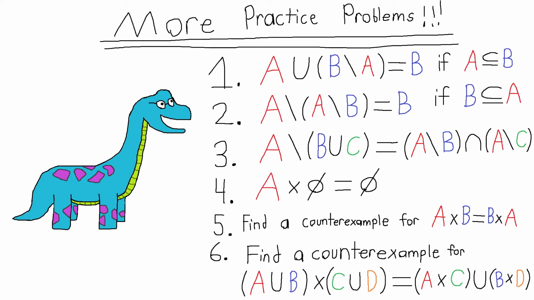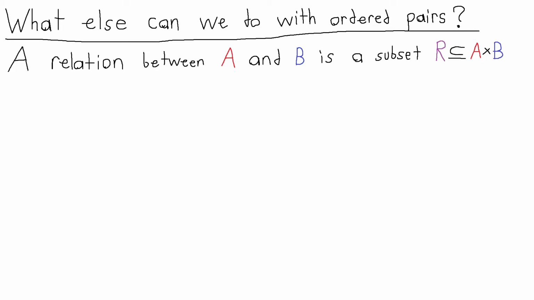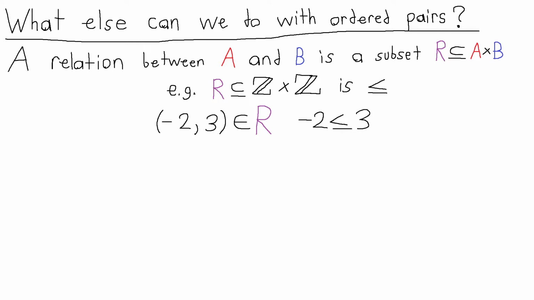with ordered pairs. A very important usage of ordered pairs is to define relations. A relation between two sets A and B is a subset of the Cartesian product between those sets. If an ordered pair xy is an element of R, we interpret that as x is related to y according to the relationship in question. For example, let's define a relationship on the integers that represents less than or equal to. Then ordered pairs like -2, 3 would be elements of R, because -2 is less than or equal to 3.